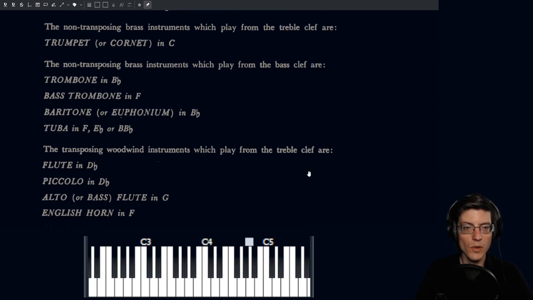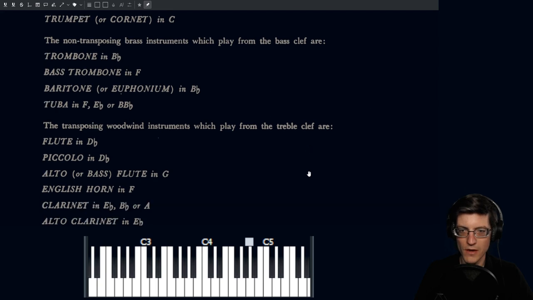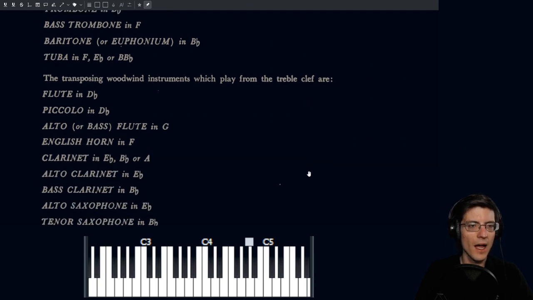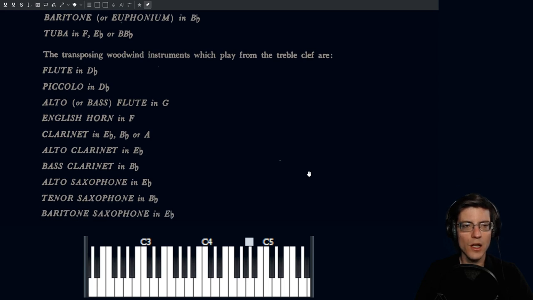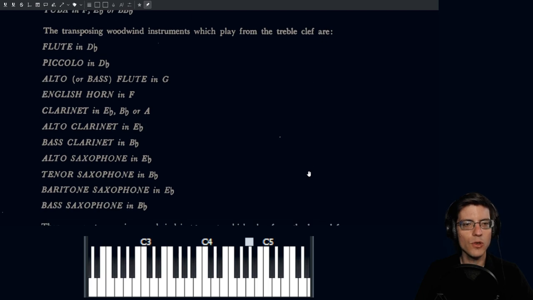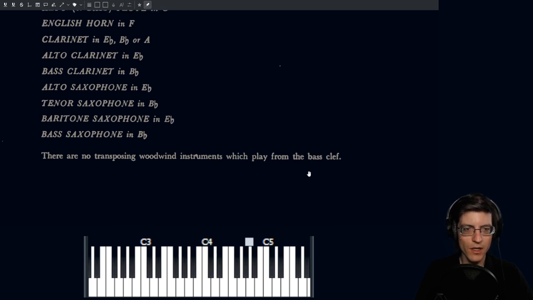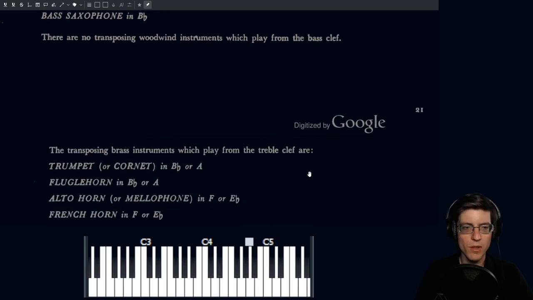The transposing woodwind instruments which play from the treble clef are flute in D flat, piccolo in D flat, alto or bass flute in G, English horn in F, clarinet in E-flat, B-flat, or A, alto clarinet in E-flat, bass clarinet in B-flat, alto saxophone in E-flat, tenor saxophone in B-flat, baritone saxophone in E-flat, and bass saxophone in B-flat. There are no transposing woodwind instruments which play from the bass clef.